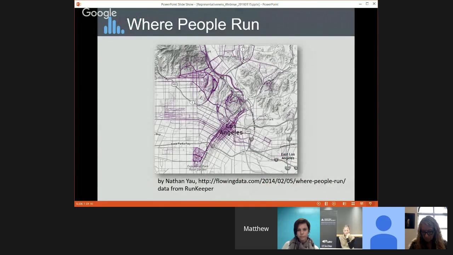I was just saying that this is about issues of public policy, or how these data might be used in the aggregate. This is a visualization of some of the running paths that are common in Los Angeles using data from Runkeeper. This was done by Nathan Yau a couple of years ago, but I think it is an illustrative way of thinking about how we can understand aggregate level behaviors from this kind of personal data.